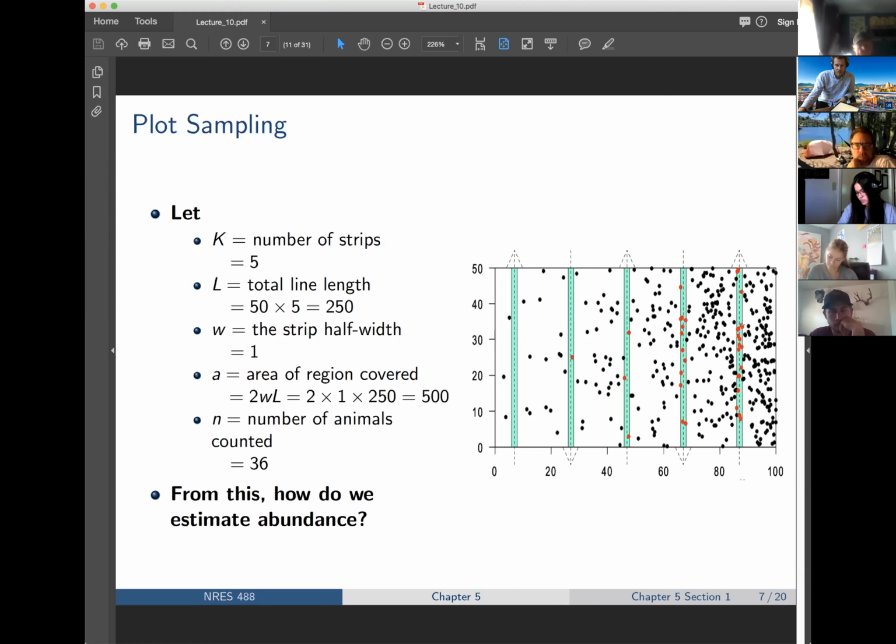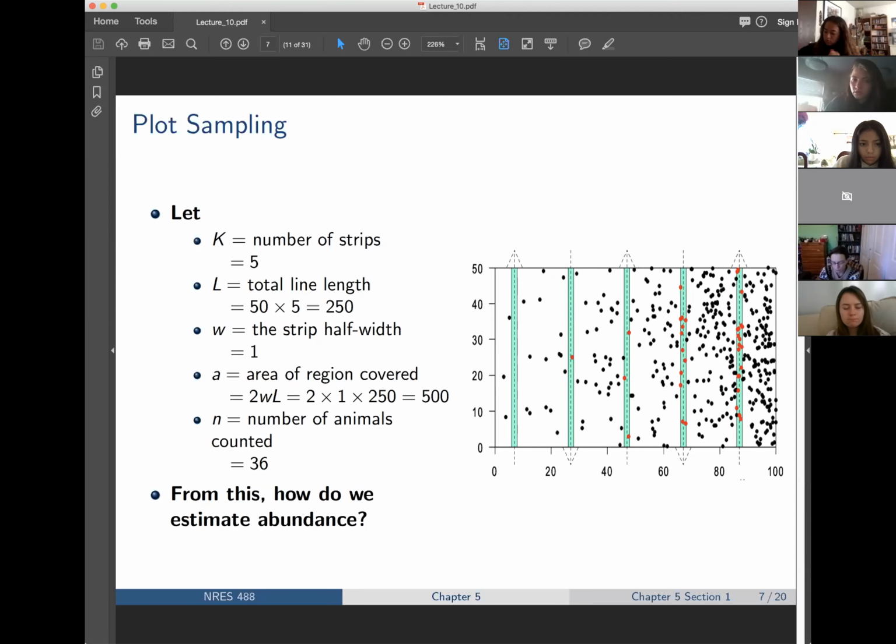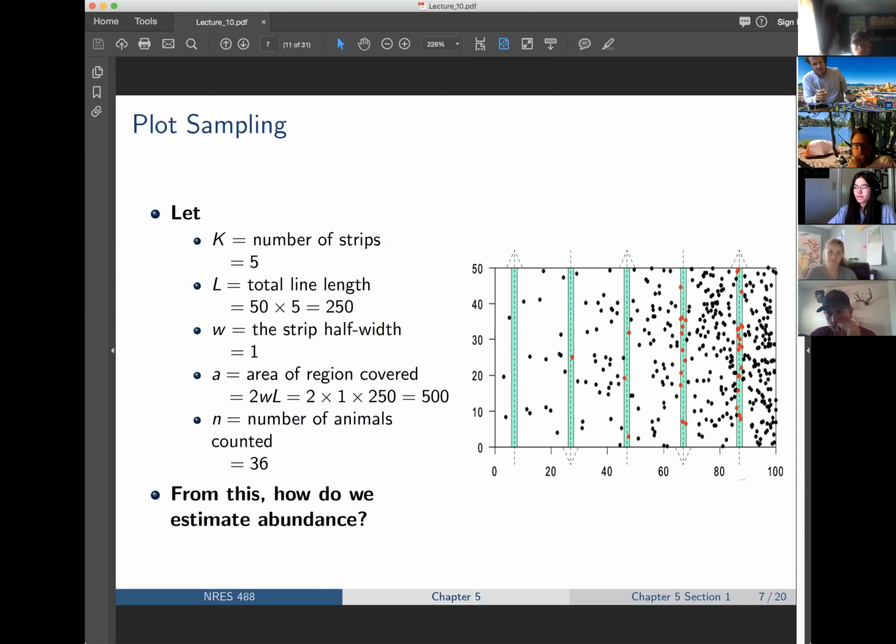All right. How do we estimate abundance given these data? Who has an idea? Do we take the amount of animals known in the entire plot and not just the strips? So the question is, how many animals are in the entire plot? Yeah, let me lay out this question a little better.